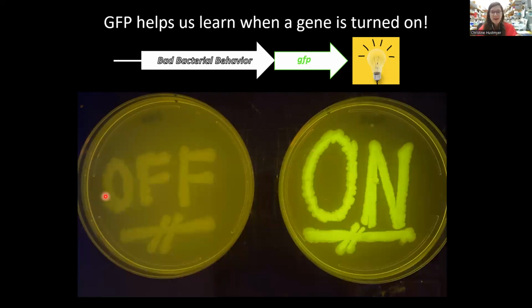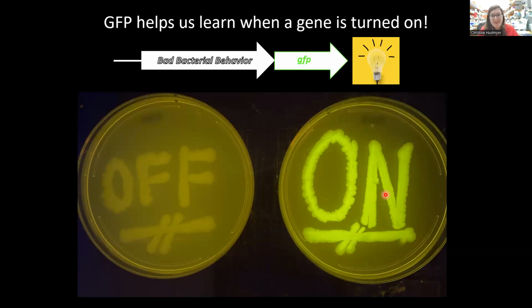And now you see that compared to this plate where this bad bacterial behavior is off, you don't see much glowing. But when I have this GFP present and this bad bacterial behavior is turned on, I see this really neat green glow. So essentially what bacterial geneticists are doing is they're trying to figure out when this green glow is happening so we can better understand the timing at which these bad bacterial behaviors are turned on or off.